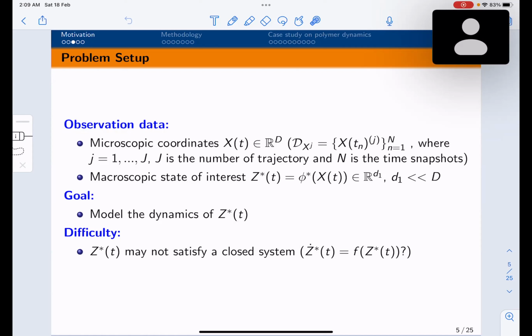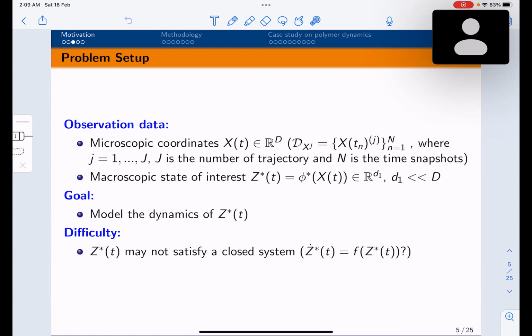If D is very large, we can't learn the dynamic system of x(t) because it would be very difficult. But in a lot of problems, we don't care about the evolution of x(t). Maybe we only care about some microscopic state of interest, like this star(t) here. This star(t) is equal to phi star of x(t), which is a known part. The dimension of this star(t) is D1, and D1 is much smaller than capital D.